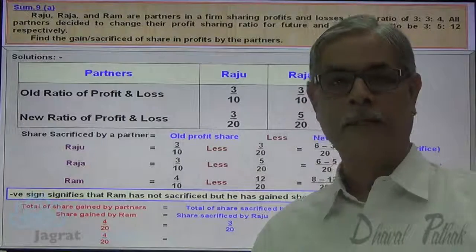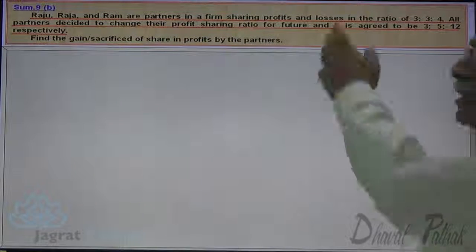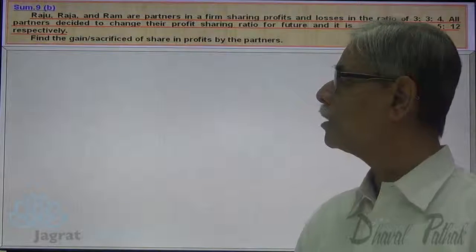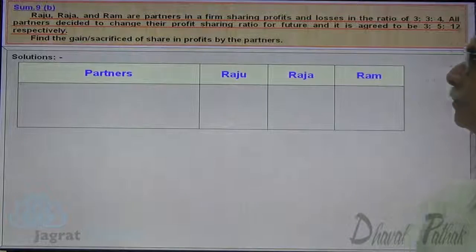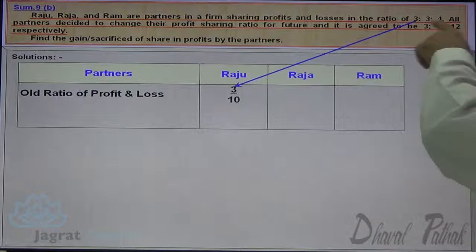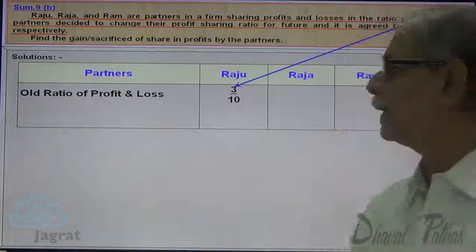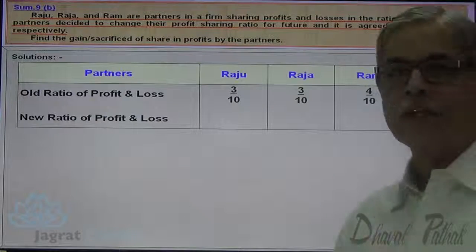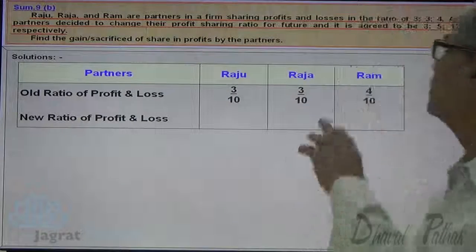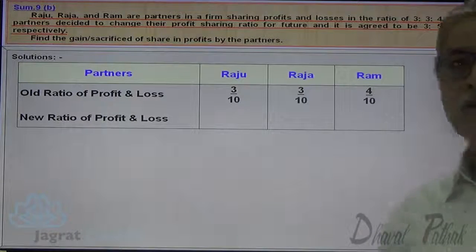Now I want to explain the same concept by using gain formula. Same is the sum. First I will write down the old share in profit and new share in profit. Old share in profit 3:3:4. 3 plus 3 plus 4, 10. 3/10, 3/10, 4/10. 3:5:12 is the new share in profit. 3 plus 5 plus 12. 3 plus 5, 8 plus 3, 20.